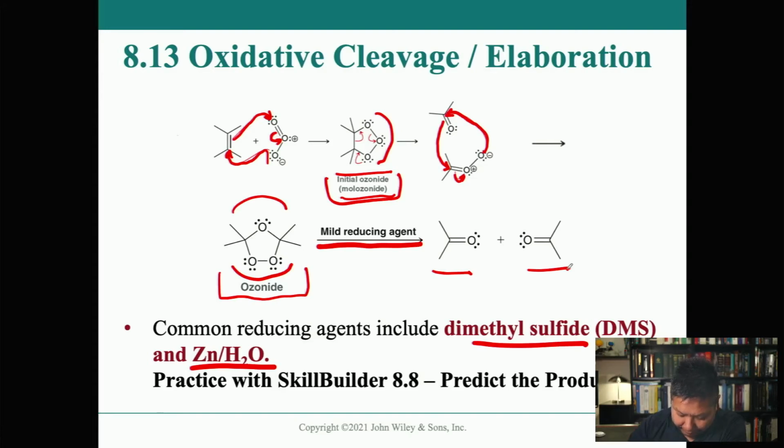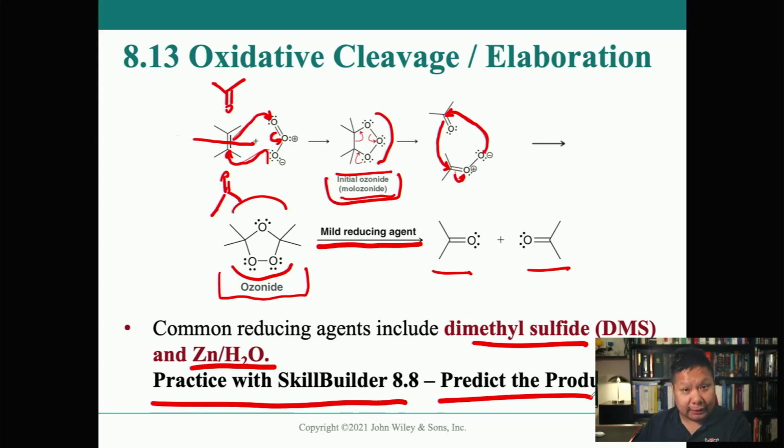So literally what happened, if you notice, is that from this alkene right here, the bond got broken right down the middle. And right where the bond broke down the middle, we got two ketones out of it. Just put two oxygens in the middle of that double bond of the alkene, and you have the products for an oxidative cleavage. The practice on skill builder 8.8, predict the products on Y plus.